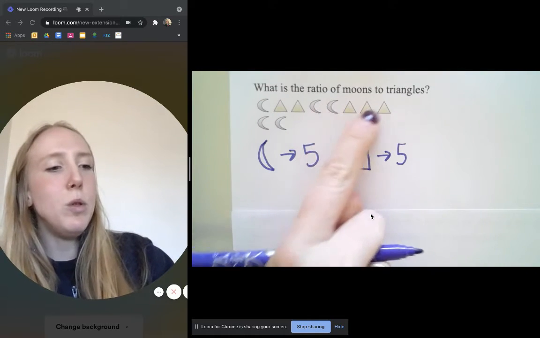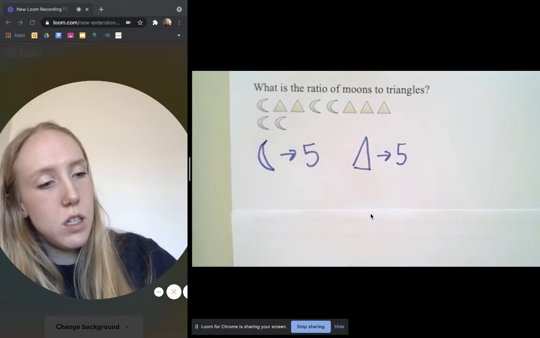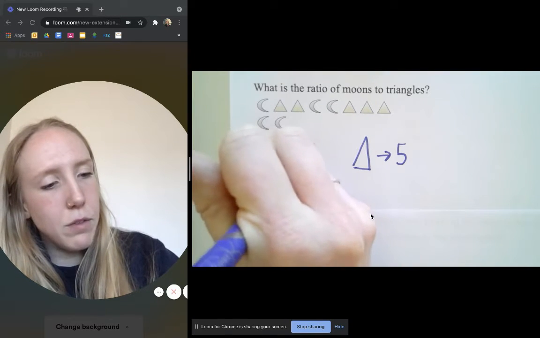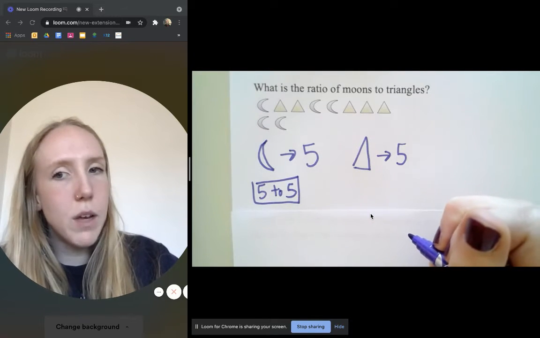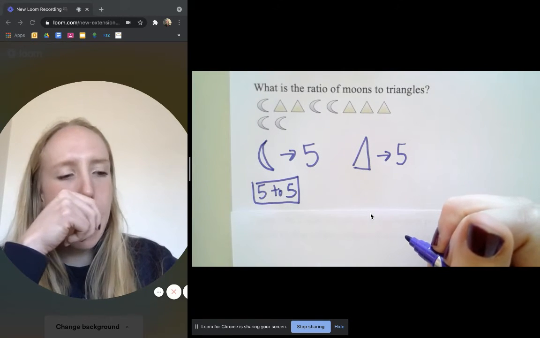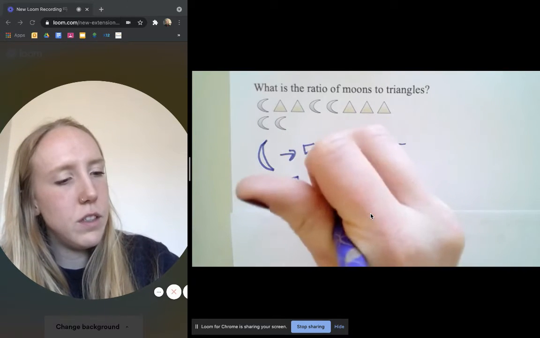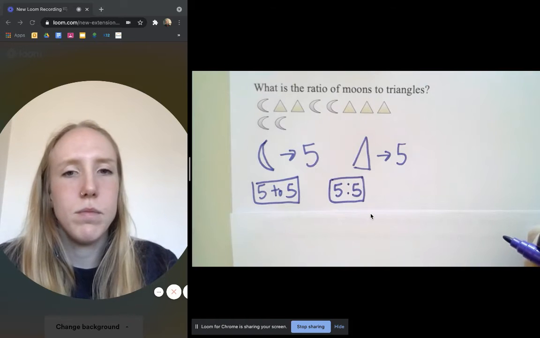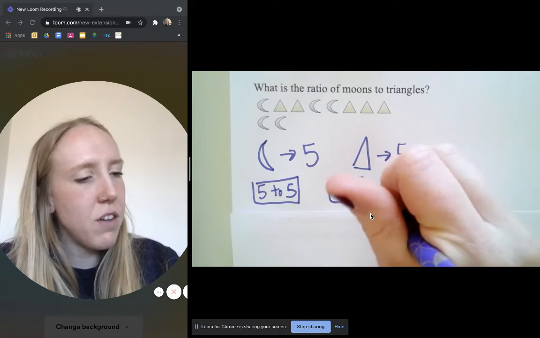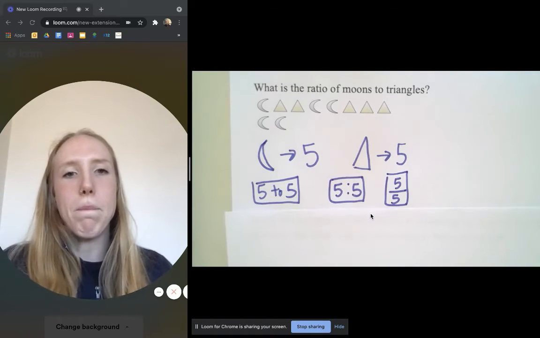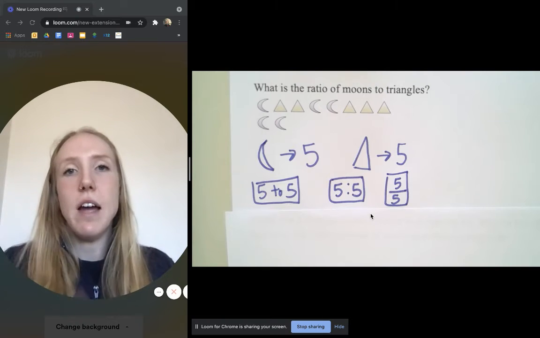So it says moons to triangles. So it says moons, so we're putting the number of moons first. 5 to 5. How else can we write it? Be thinking what the other 2 ways are. How about 5 colon 5? And the last one is 5 over 5 as a fraction. Okay, there's 5 moons, 5 triangles, so the ratio is 5 to 5.